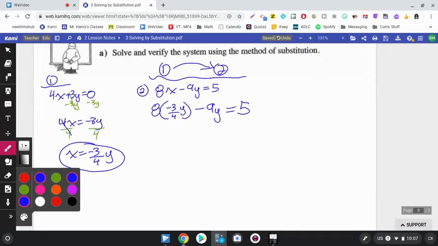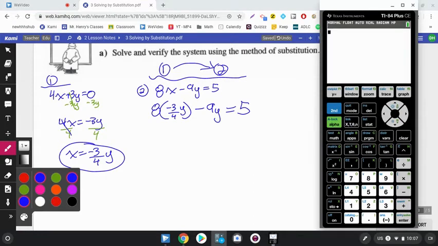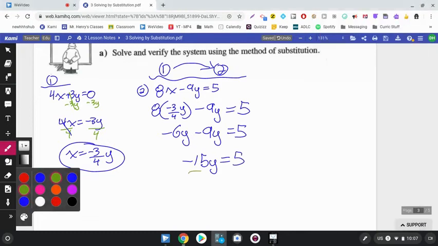So I'm supposed to do 8 times negative 3/4. That's going to be my coefficient. Let's say I don't want to do that. Luckily, I have a very nice calculator. 8 times negative 3 divided by 4 is negative 6. Negative 6y minus 9y equals 5. Okay, or negative 15y equals 5, and divide that away.